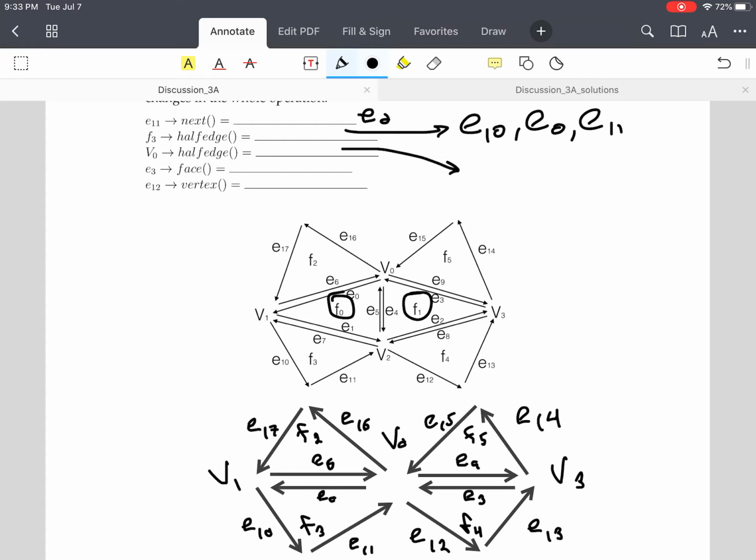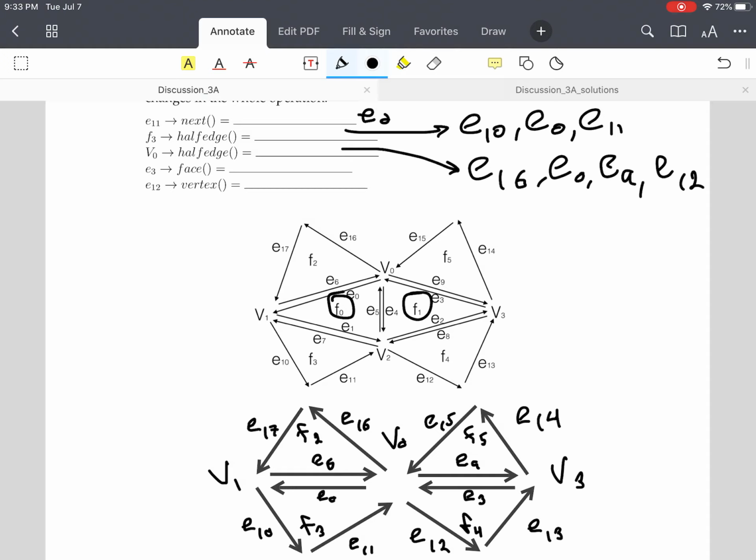So let's see. We have E16 going up and to the left. We have E0 going straight to the left. We have E9 going to the right. And then E12 going down and to the right. Okay, so those are all valid half edges. Any of those is a correct answer.